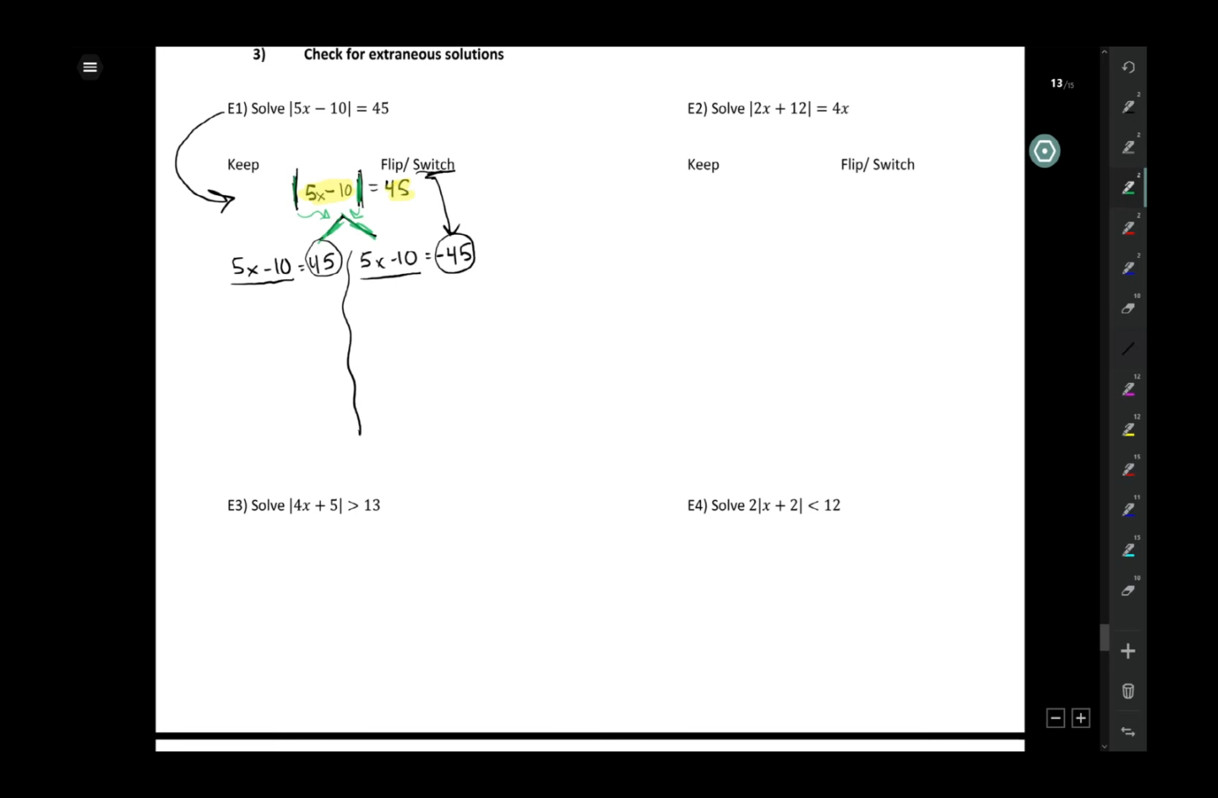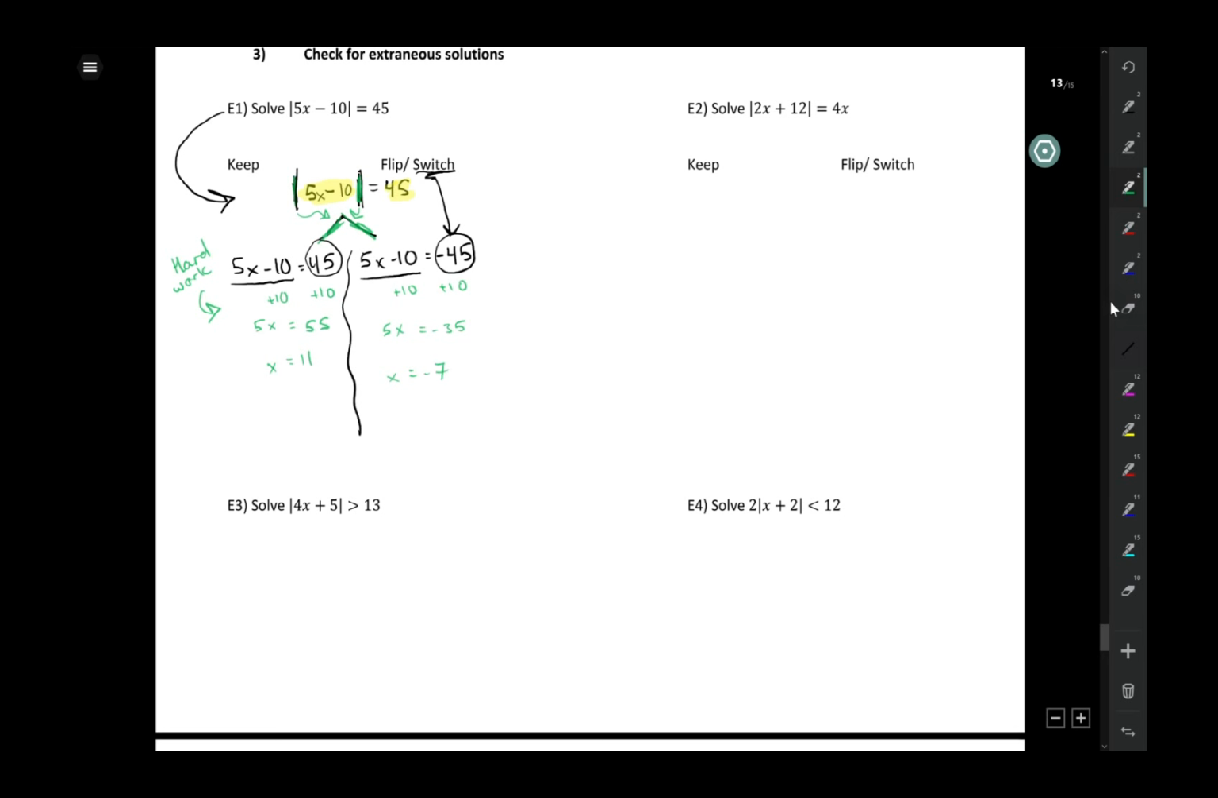From there, once you do all that, the hard work's done. That's your hard work to remember. From there, it's just solving regular equations. Plus 10: 55 is equal to 5x, and x is equal to 11. Plus 10: -35 is equal to 5x, and x is equal to -7.